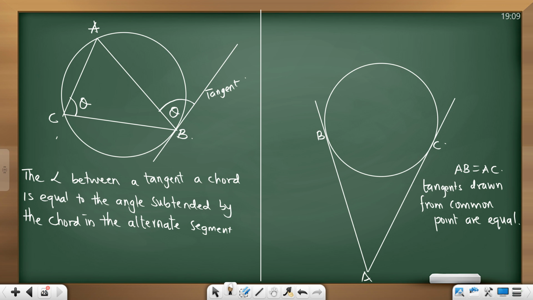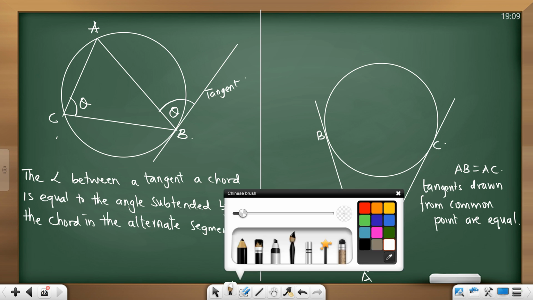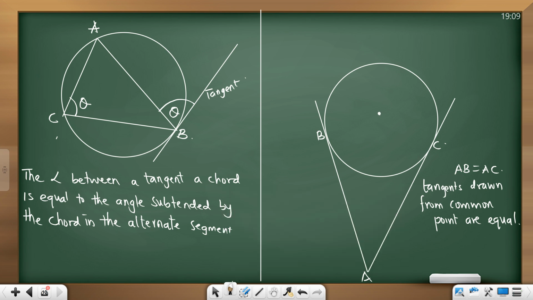And I can get a cyclic quadrilateral from here, if I have that and I draw a radius. So if that's a radius and a tangent, 90. And what do we know? Opposite angles, if they are supplementary, then it's a cyclic quad. So that's a cyclic quad there. Beautiful question there.